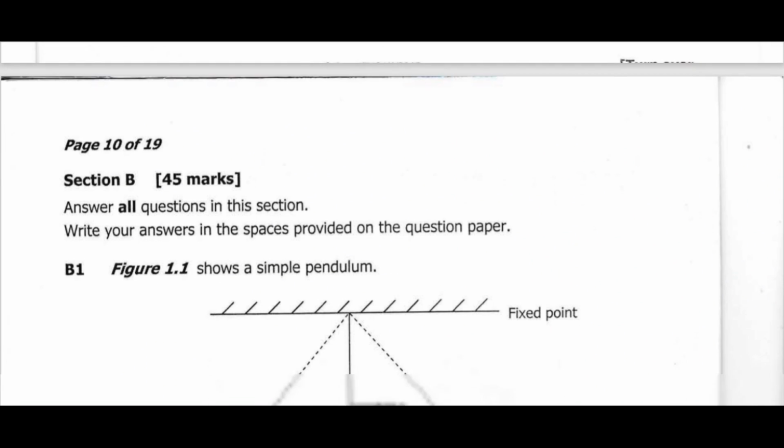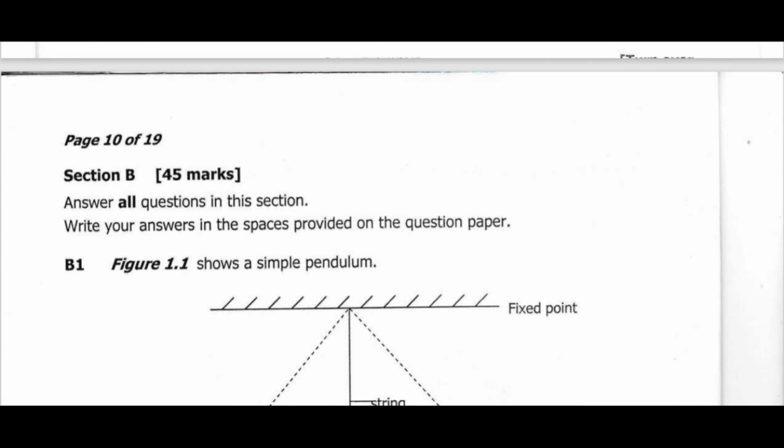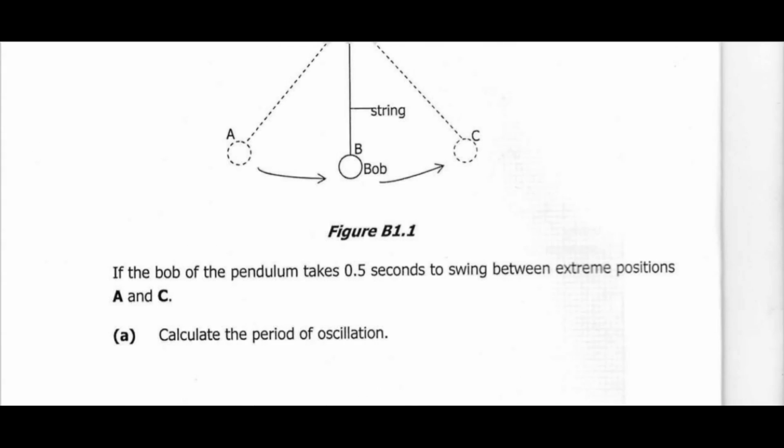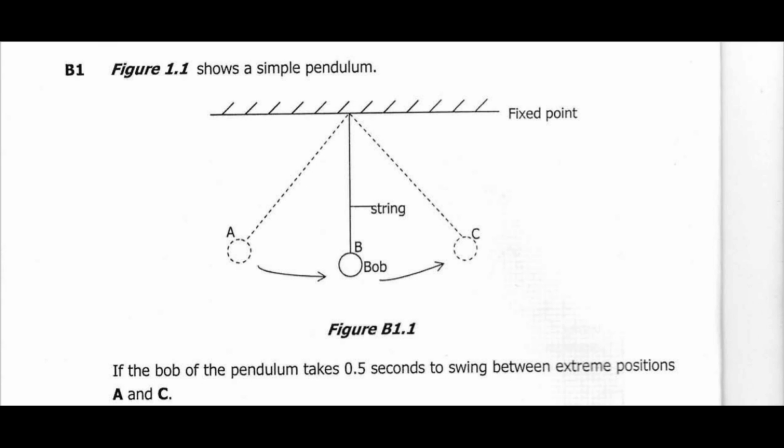Now we move on to question 1 of section B. So we can see that this section B is 45 marks. Answer all questions in this section. Write your answers in the spaces provided on the question paper. Okay. Then we are dealing with a simple pendulum. Figure 1.1 shows a simple pendulum.